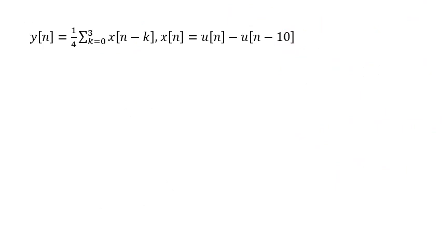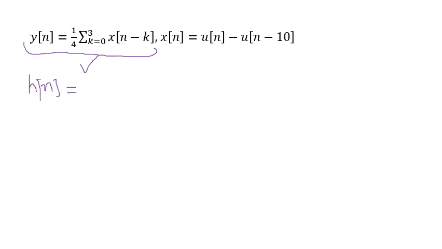So here's another problem we are going to solve. To solve the convolution, we need the impulse response and the input signal. But if you look at the above equation, you are not given the impulse response. Instead, you are given the y of n equation. So let's first find the impulse response. You understand what an impulse response is: the output of the system when the input is an impulse.